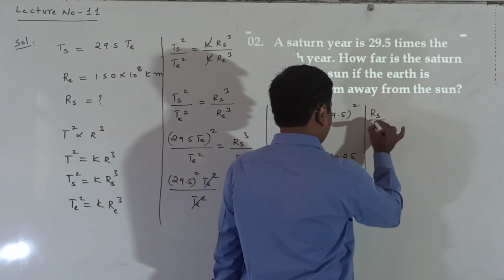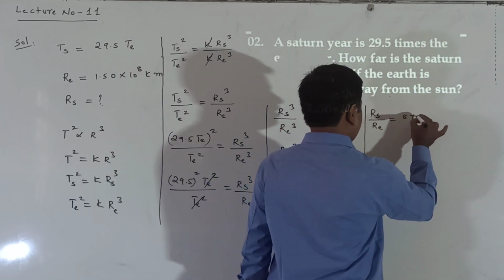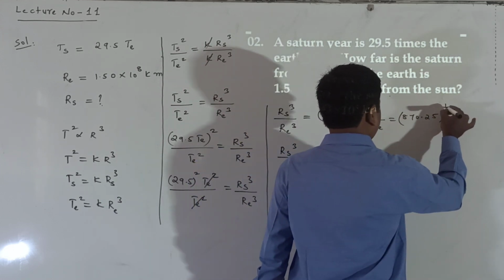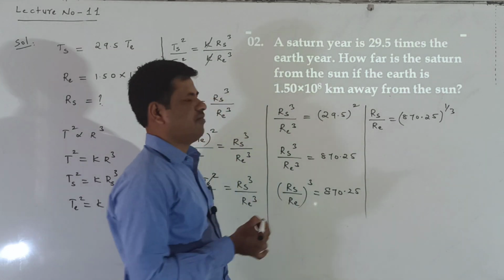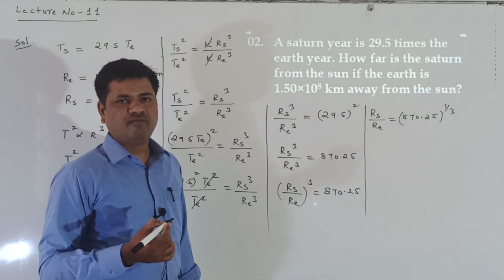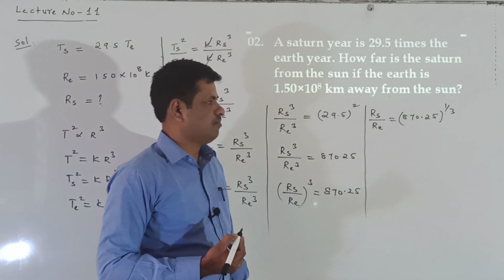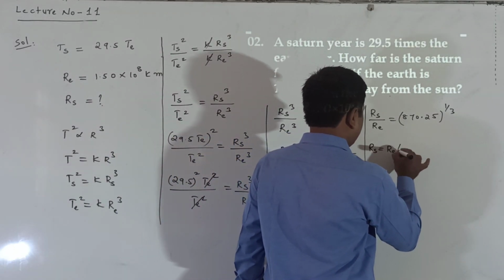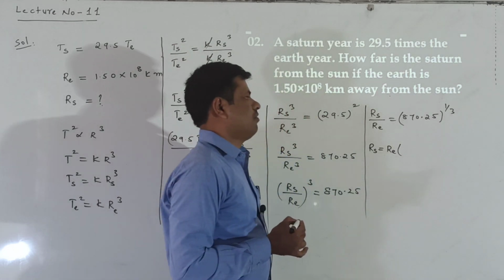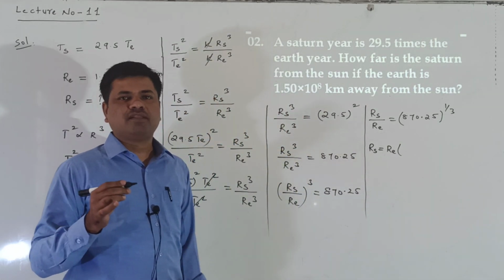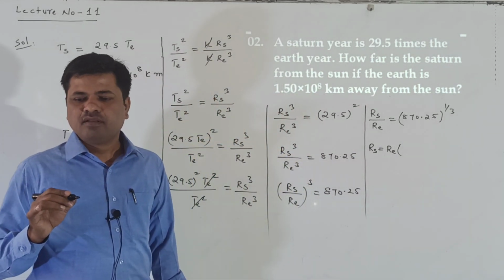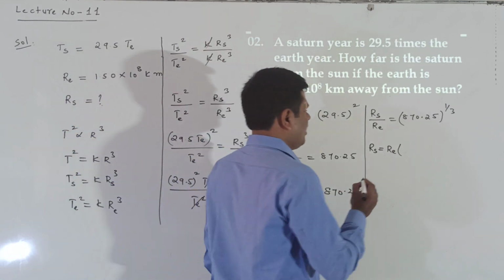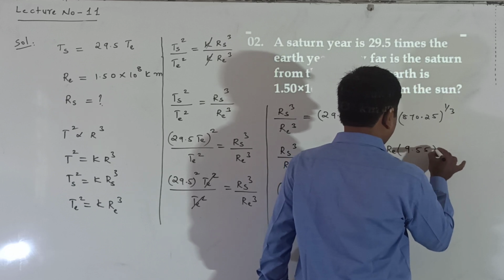From this I am getting Rs by Re is equal to 870.25 whole power of 1 by 3. Cube taking means whole power of 1 by 3, square taking means whole power of 1 by 2, cube taking means whole power of 1 by 3. So Rs is equal to Re into 870.25 whole power of 1 by 3, which means the cube root. Taking the cube root, near about we are getting 9.55.